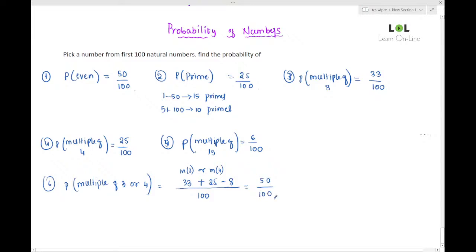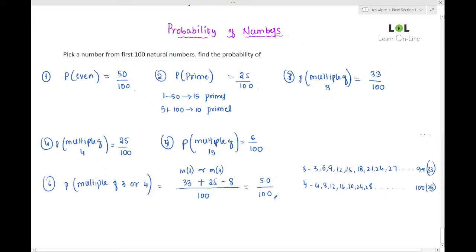Look guys, when you check multiples of 3, 33 multiples are there. Which are those? Like 3, 6, 9, 12, what else? 15, 18, 21, 24, 27, and so on. Last multiple is 99, altogether 33 multiples, no problem. Multiples of 4: 4, 8, 12, 16, 20, 24, 28, and so on. Last multiple is 100 itself. 25 multiples are there.